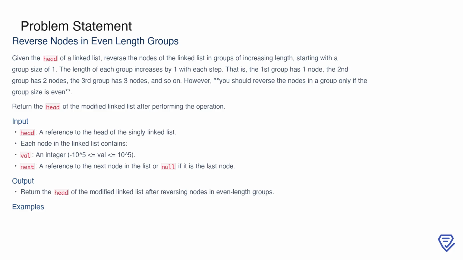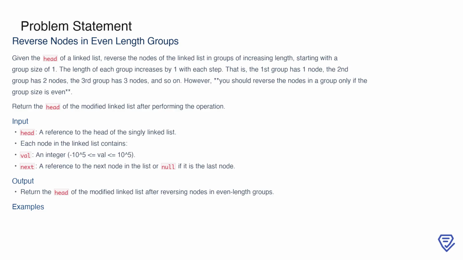Specifically, we divide the linked list into groups of increasing size, starting with a group size of 1, then 2, then 3, and so on. However, we only reverse the nodes in a group if the size of that group is even. For example, the first group will always have one node, which is odd, so it won't be reversed. The second group will have two nodes, which is even, so it will be reversed. This process continues for the entire linked list. The goal is to return the modified linked list after performing these operations.